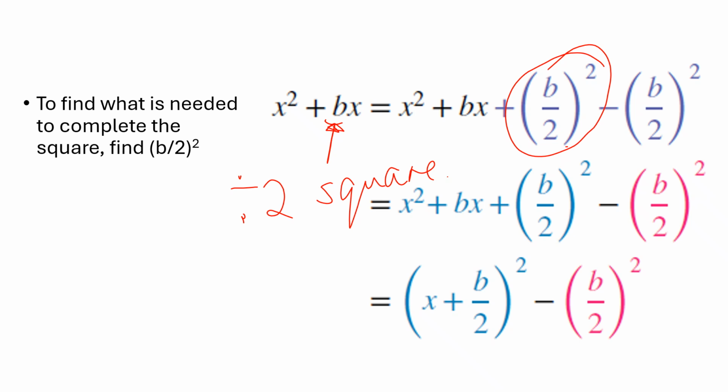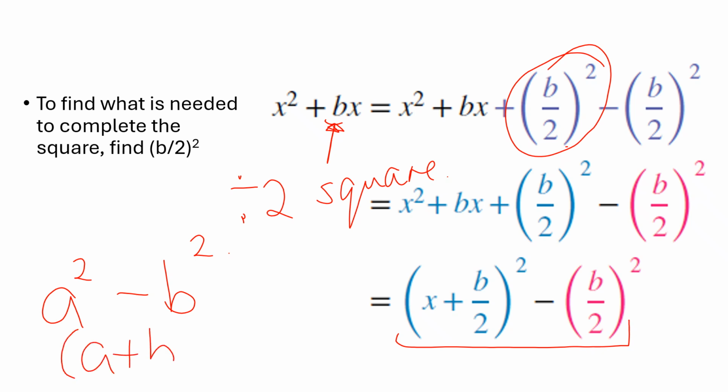Now, something you will notice is that when we have got to this format here, this is effectively a squared minus b squared. So we could now factorise this using our difference of perfect squares: a plus b, a minus b.